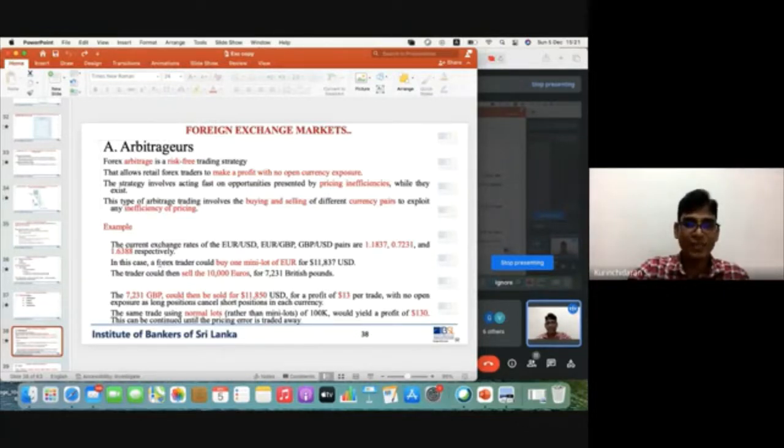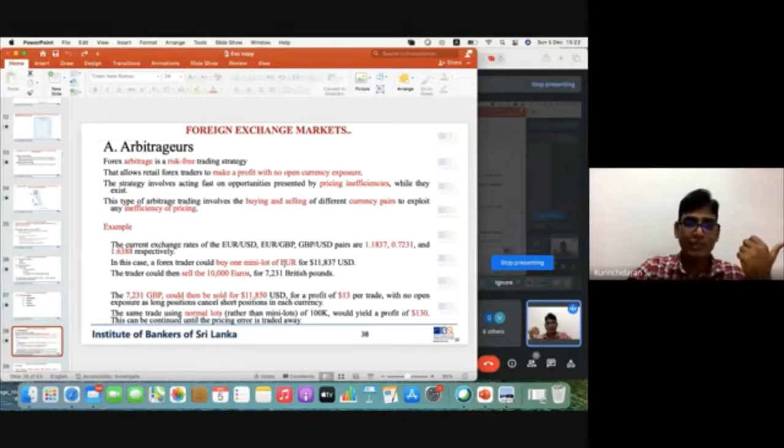right? So first, a forex trader could buy one mini lot of EUR. A mini lot is the name given for 10k, 10,000. So one trader can buy 10,000 euro at a price of 11,837 dollars. Now you could see the first one, the EUR USD rate, is 1.1837. So if somebody wants to buy 10,000 euro, they have to pay at the 1.1837 rate. That means 11,837 USD. Now we bought 10,000 euro.